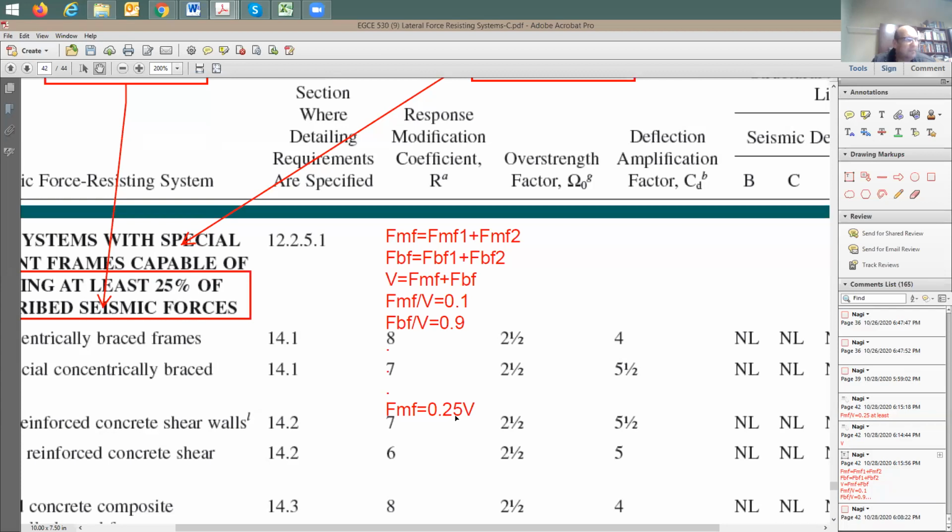Is it good? How about the force that goes to the brace frame? Should I make it 75% or should I make it 90%? You say, you know what? No. The force that goes to the brace frame, I'm going to keep it to be 90% of V.